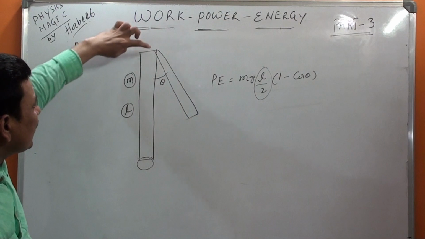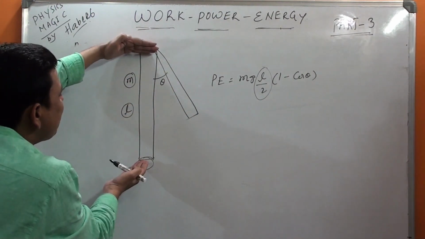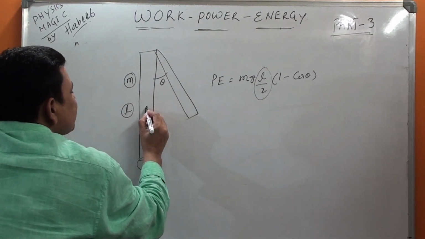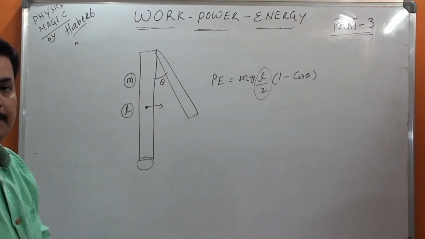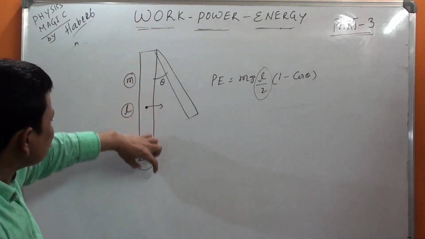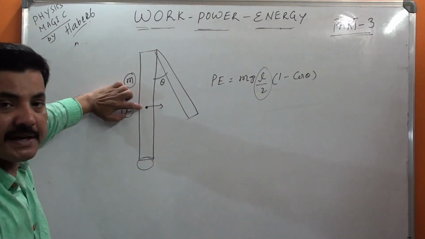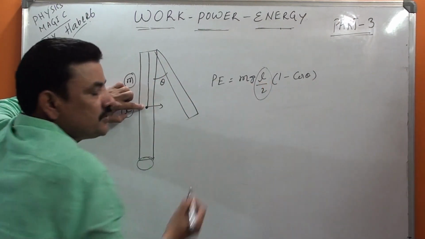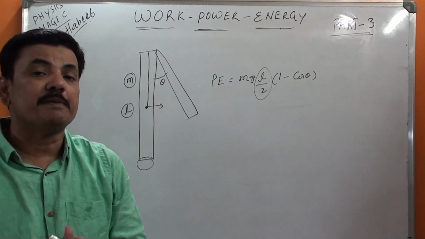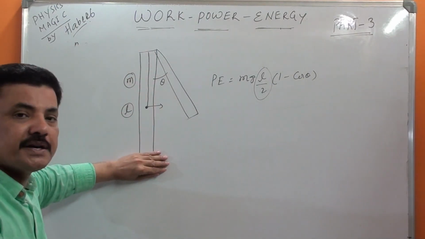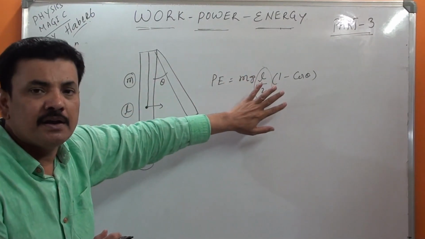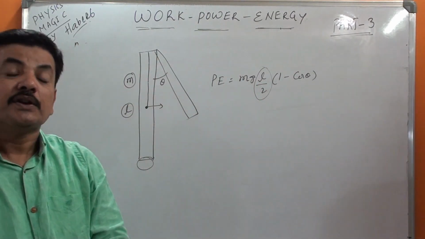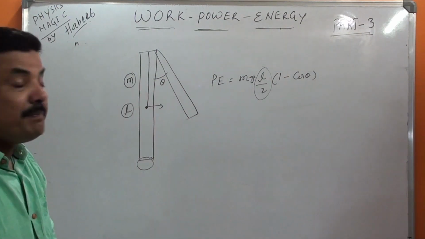But when a rod or a scale is taken, you are not supposed to consider the total length, because the whole mass will be concentrated at its center of mass. You know well, when the mass is spread like this, the whole mass will be concentrated at the center of mass, which is at a distance of L by 2 only. So that's why we have to take L by 2. So remember this concept. If the whole mass is located at the bottom, take the total length. If the mass is located at the center of mass, you can take L by 2.